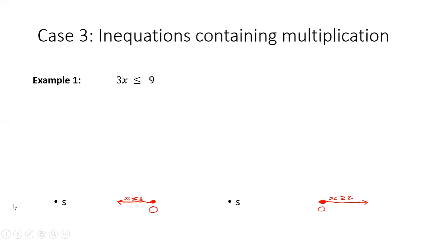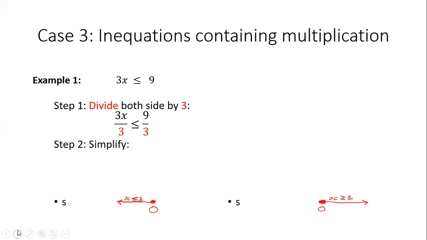So we can do the opposite to transfer this 3 over to this side, which is to divide both sides by 3. So that is step 1. How would you write that? This is how you would state it in your book, as 3x over 3 is less than or equal to 9 over 3. Then what are you going to do next?